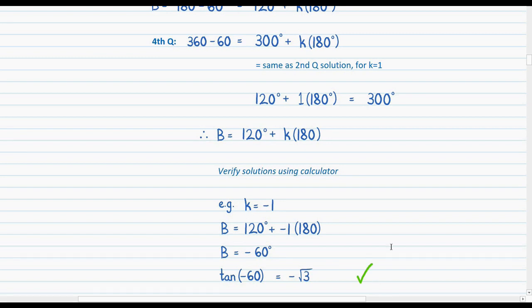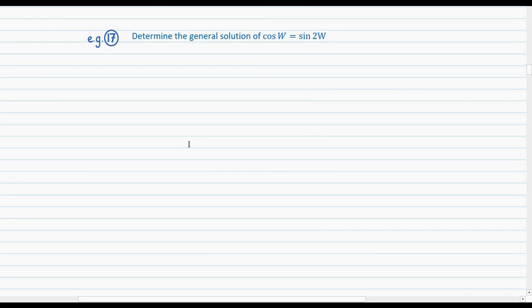Then here's another example. Determine the general solution of cos w is equal to sine 2w. This is more the sort of question you could get in an exam, and it has a few new important aspects, so pay close attention to this example, because I'll raise various important points that will help you going forward. So the first step is, how do you solve for this? You can't say cos inverse of sine 2w, or take sine to the other side and say sine inverse of cos w. So how do you go about solving this?